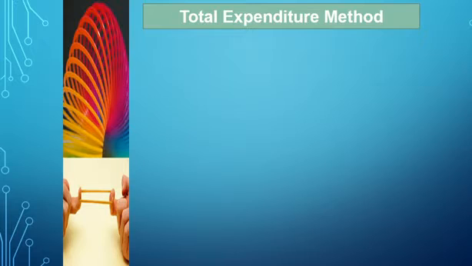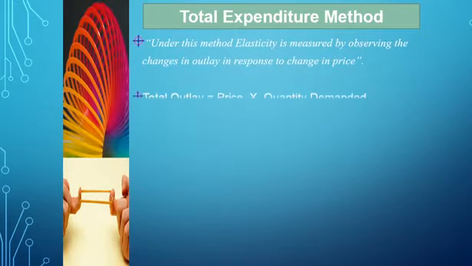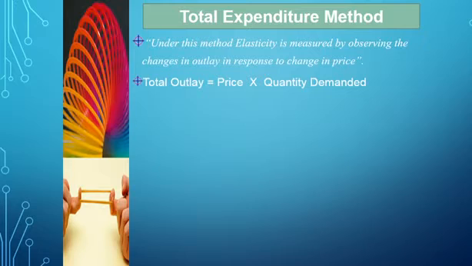Here the total expenditure refers to the product of price of the product and quantity demanded. So total outlay or expenditure is the same, outlay means also expenditure, and it is equal to price into quantity demanded. Under this method elasticity is measured by observing the changes in outlay or changes in expenditure in response to changes in price.